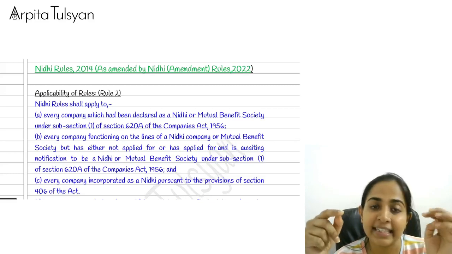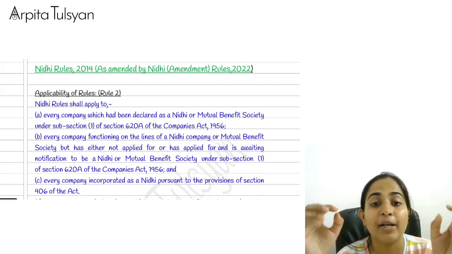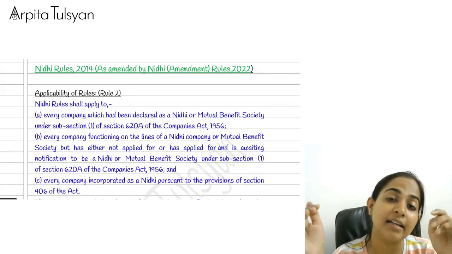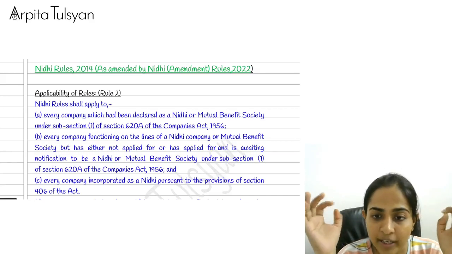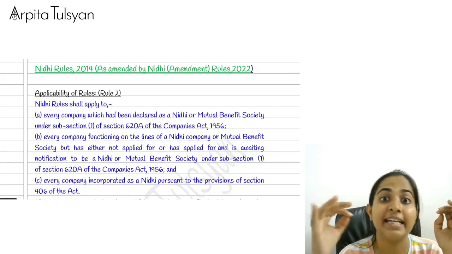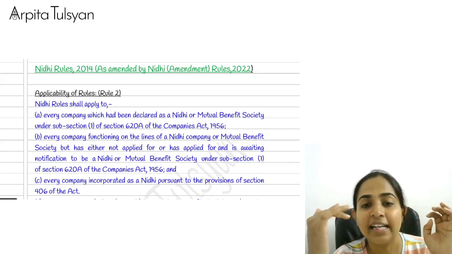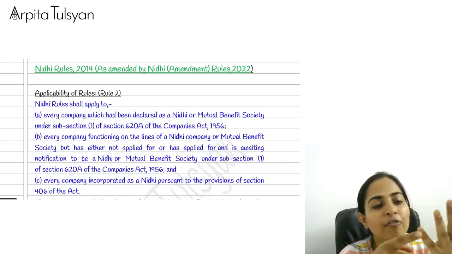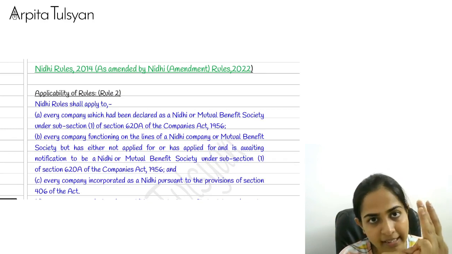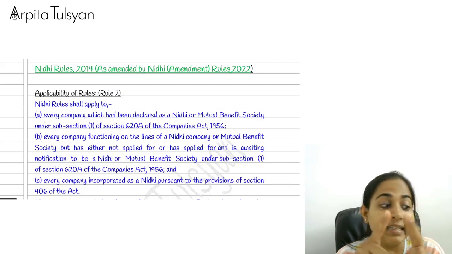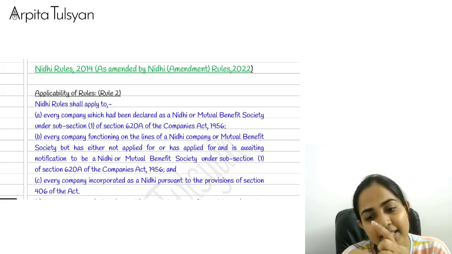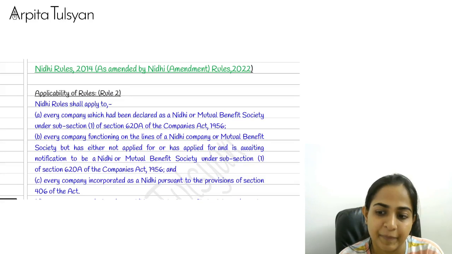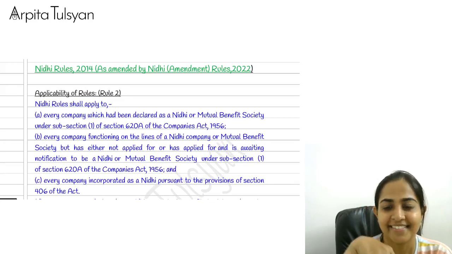Okay, and then last, Nidhi rules will be applicable to every company which is functioning like a Nidhi but is not a Nidhi company. Means it has not registered itself as a Nidhi company, but it is functioning like a Nidhi company. So Nidhi rules will be applicable to these 4 of them. Who 4? First of all, Nidhi under the Old Companies Act, Nidhi under the New Companies Act, a company declared as Nidhi under section 406, and any other company which is functioning like a Nidhi but is not a Nidhi. Very clear with this? Okay.